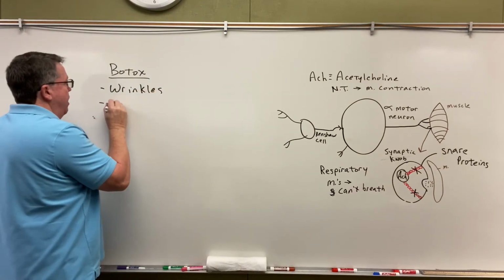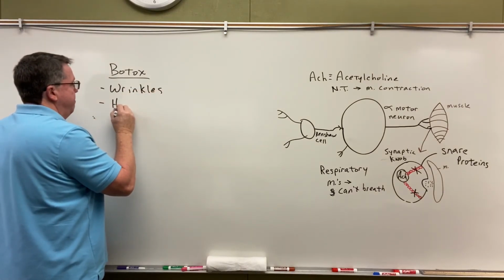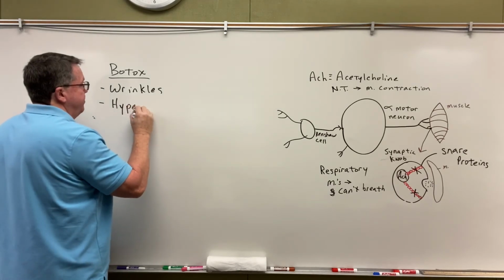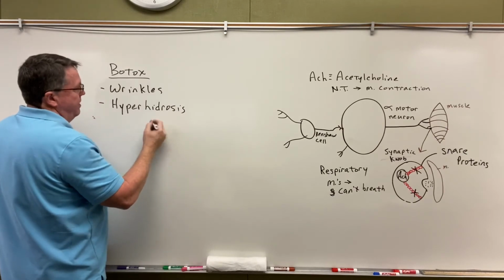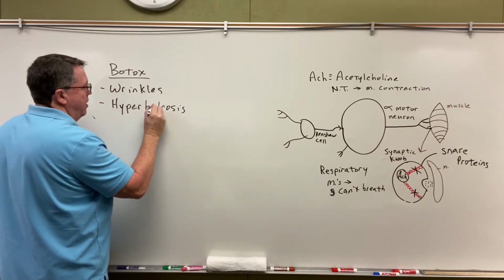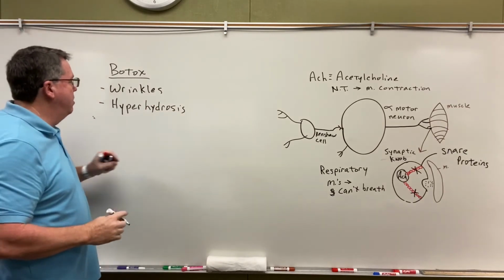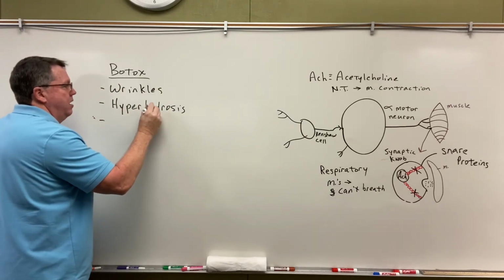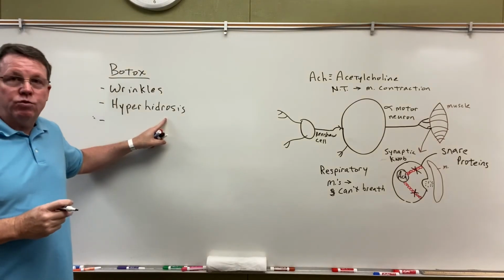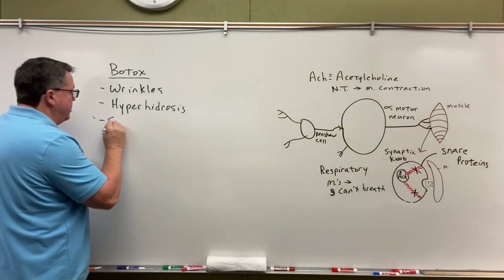All right? It could help with hyperhidrosis. This actually may be a Y right here. Forgive me if I spelt that wrong. Hyperhidrosis. I'm going to put it back to an I. Okay, so this is excessive sweating. It can help with that. It can help with strabismus.